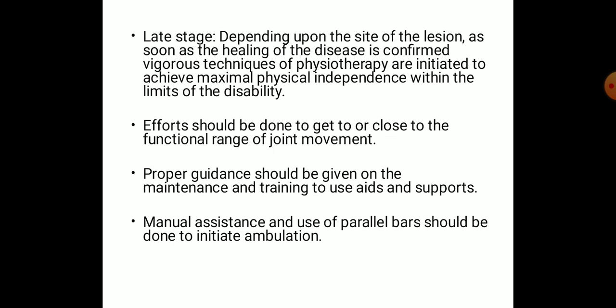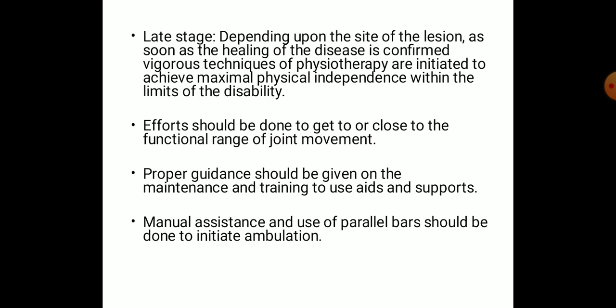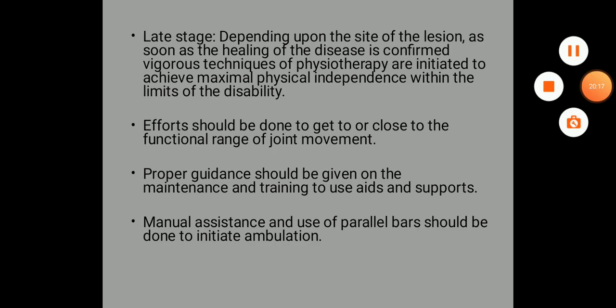And manual assistance and use of parallel bars should be done to initiate ambulation. So when we ask the patient to start with ambulation, we are not supposed to ask the patient to walk alone or walk without support. So initiation of ambulation should be either by manual assistance by the therapist or with the use of parallel bars. So this is how we should initiate the walking. So that's how you can manage in general about skeletal TB.